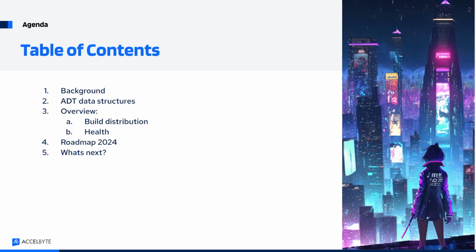To begin with, we're going to see a general product background, followed by a visual representation of our ADT data structures. We will then do an overview of our build distribution and health systems, our development roadmap for 2024, and what's coming next.